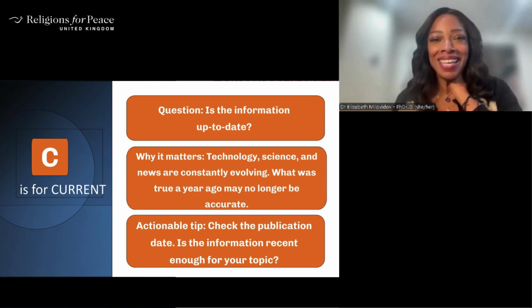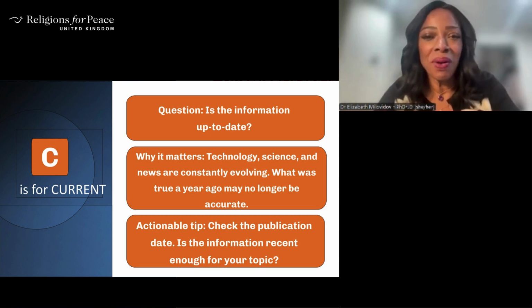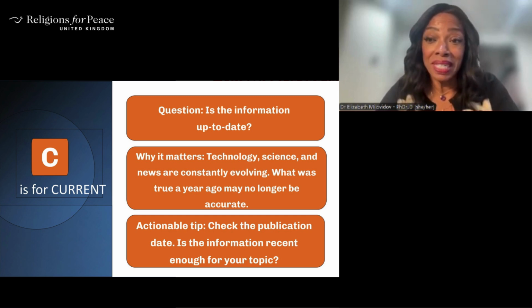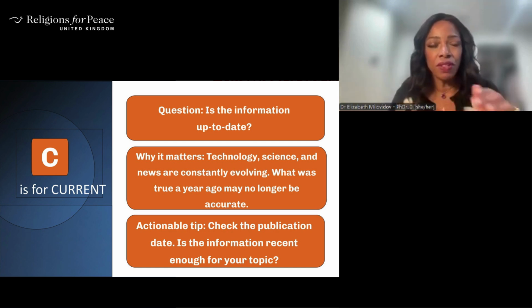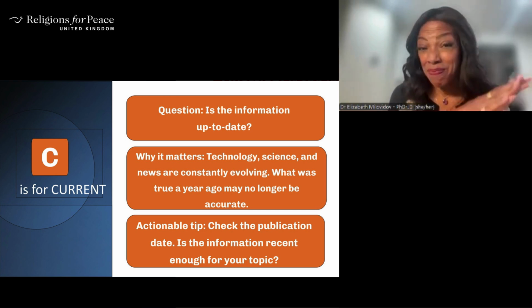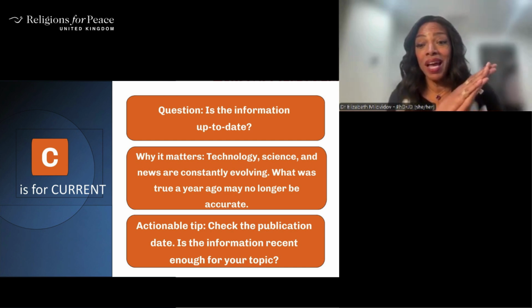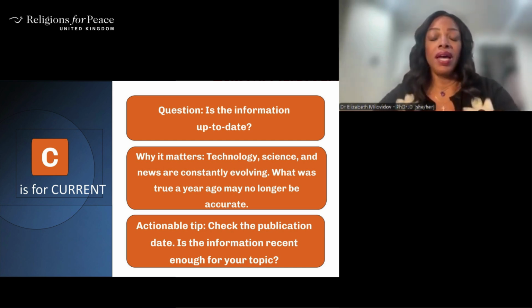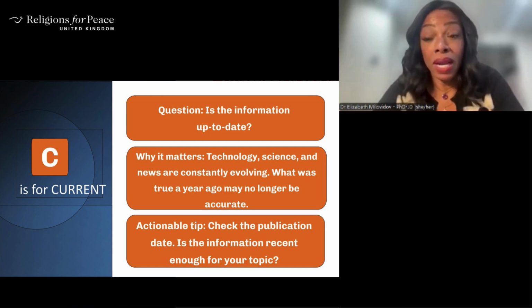So the C, that is for current, right? So that's the first question that we're going to be asking. Is the information up to date? Is it current? Okay. Because this is so important in fast changing fields like technology and medicine. It goes so quickly. And using outdated information can be just as bad as using false information, right? Because it's outdated, it's no longer reliable, in fact.